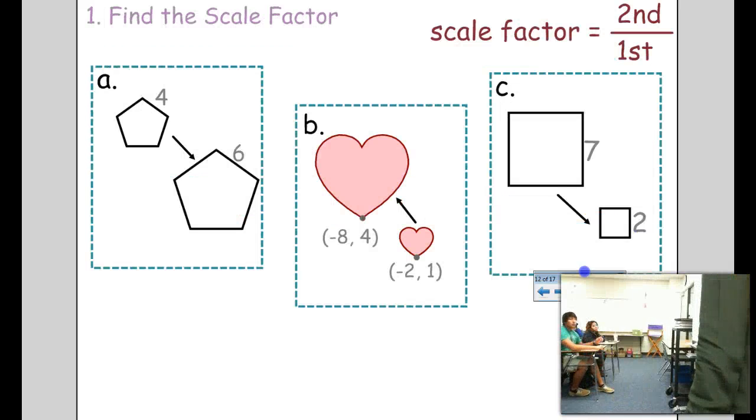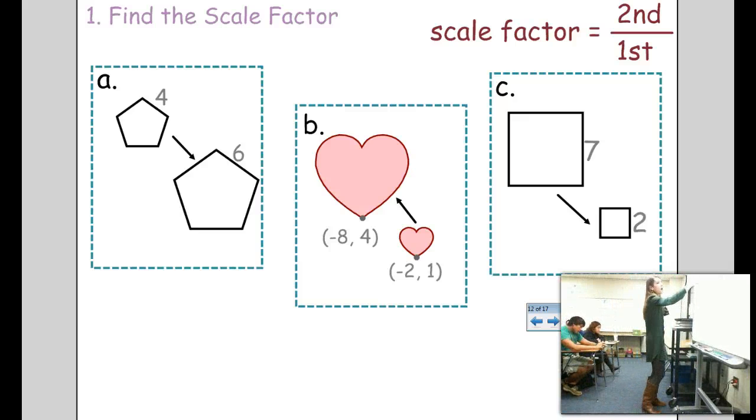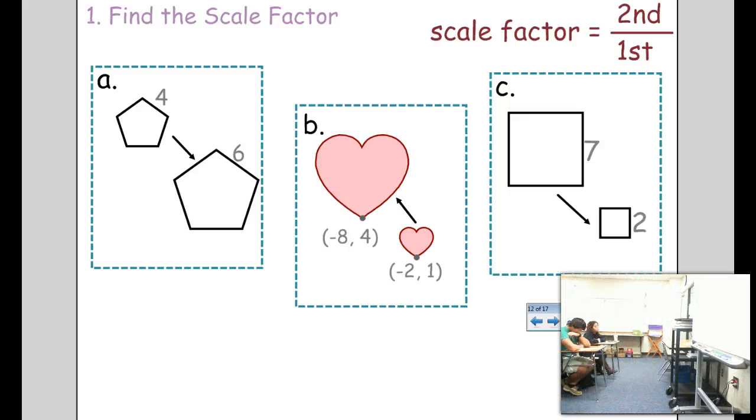All right, let's try it. Number 1. Scale factor. So we want to go from the small one to the large one. Do you remember from dilations what has to be true about our scale factor? Raise your hand if you remember. If my shape is getting larger, what is our scale factor going to look like? Positive. Okay, more than just positive.